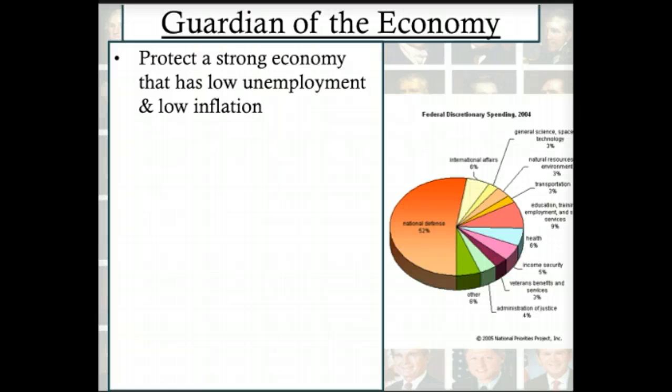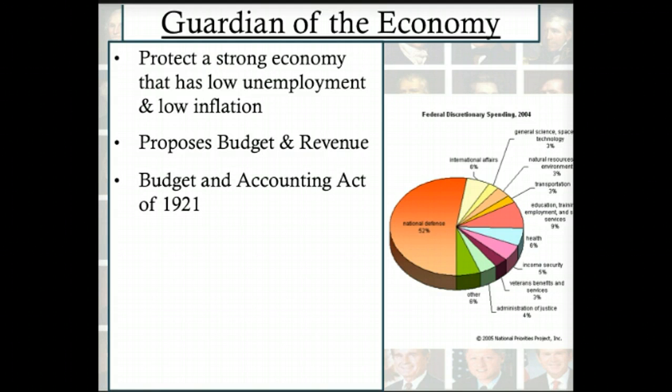And he has been given more power over the economy, and he's been handed that power by Congress. He is now allowed, ever since the passing of the Budget and Accounting Act of 1921, to propose a budget and potential revenue or taxes.